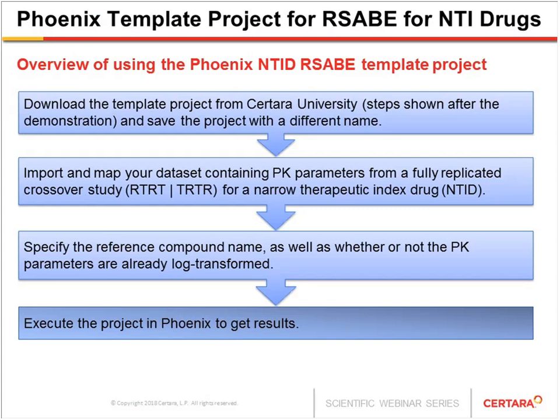A brief overview of using this template project. The first step you'll need to do is download the template from Certara University and save the project with a different name. Import and map your data set containing PK parameters from a fully replicated crossover study for an NTID. Specify the reference compound name as well as whether or not the PK parameters are already log transformed. And lastly, execute the project in Phoenix to get results.